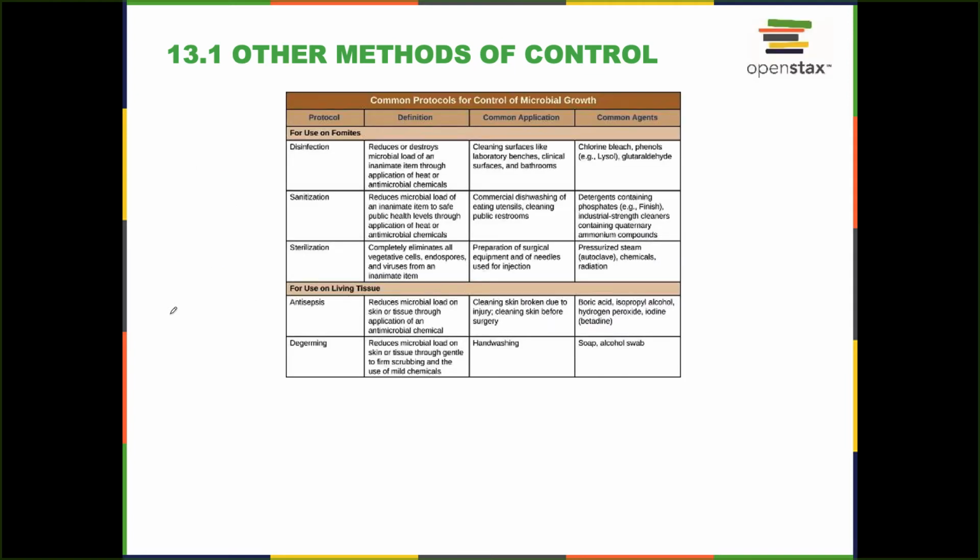This is a chart from your book that summarizes the levels of control. It's a nice little summary of what we just talked about, along with some common applications and where we see these things. So it's a good way. Most important here, make sure that you are understanding the differences between the words. They sound similar, but the definitions are very different.